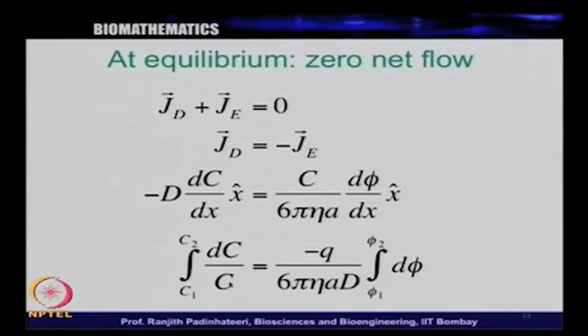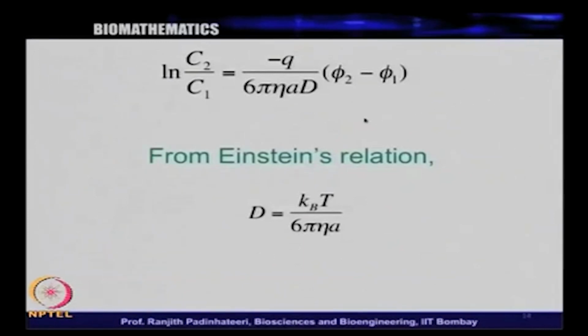Essentially what you have is dc by c is equal to minus q by 6 pi eta a d into integral phi 1 to phi 2 d phi, and here c 1 to c 2 dc by c. So, you can integrate like this, and you essentially end up with this integral. So, what would this lead to? If you do this algebra, what you get is that ln C 2 by C 1 is equal to minus q by 6 pi eta a d into phi 2 minus phi 1.